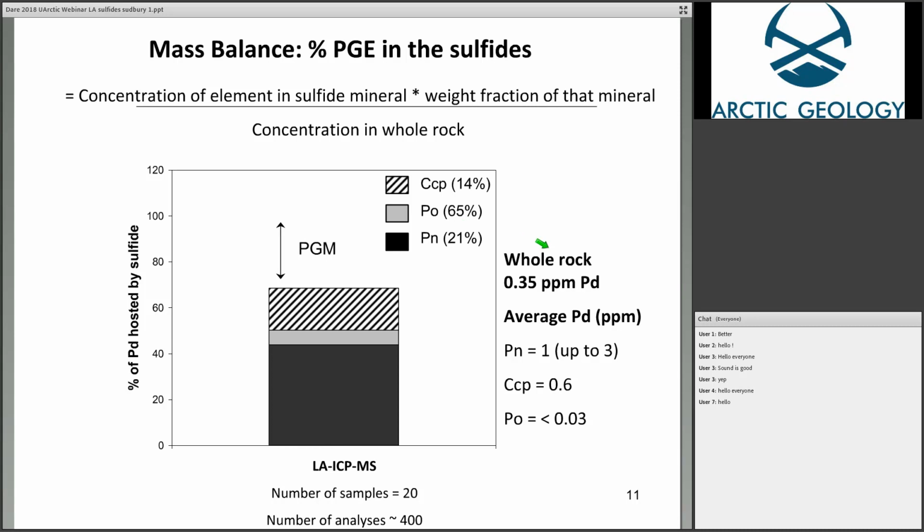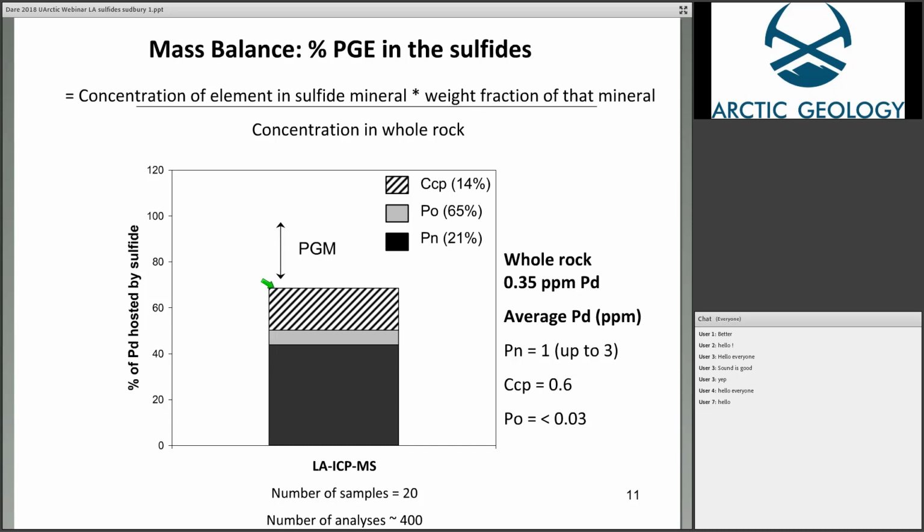So for this example, the whole rock contains only 0.35 ppm palladium. This is your iron-rich ore. This is the average laser data for palladium from pentlandite. It's around only 1 ppm, chalcopyrite 0.6, pyrite very, very little. So depending on how much of each of these phases in the whole rock, you can see that even though the whole rock only comprises 21% pentlandite, as it's the most rich in palladium, it actually contributes more or less 50% of palladium in the whole rock assay.